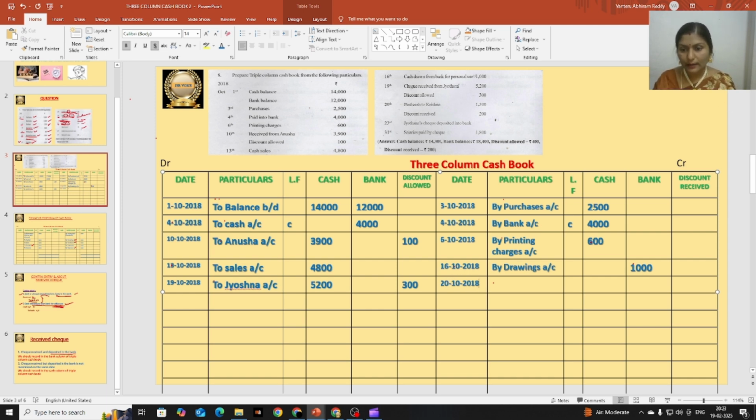20-10-2018. And in the particulars column we will start with the word by. And what will we write? Krishna account. By Krishna account. And where will we put the amount? Cash column, because they are paying cash. 1300 in the cash column. And in the discount column we will put how much? 200.